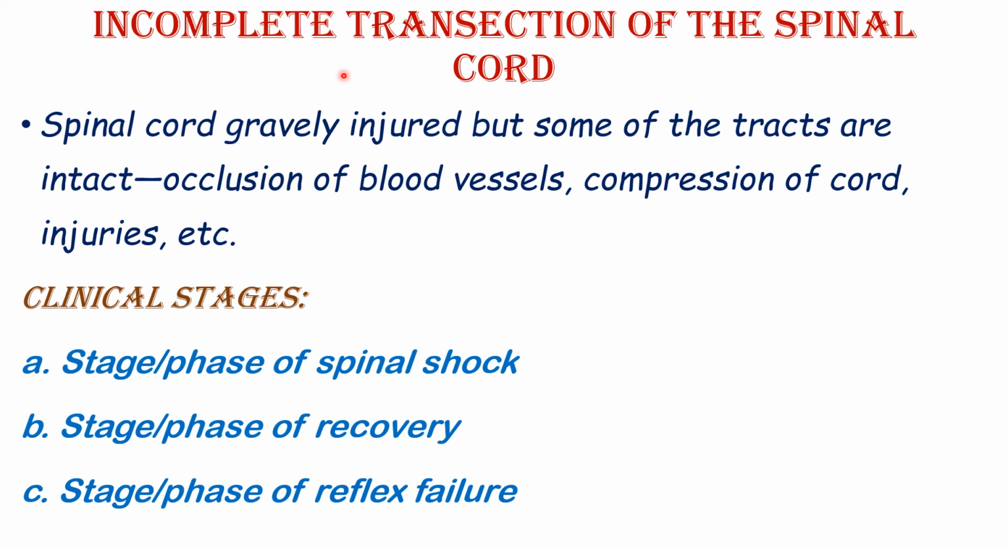Another important type of injury to the spinal cord is incomplete transection of the spinal cord, that is, no complete transection of the spinal cord. Here, the spinal cord is gravely injured, but some of the tracts are intact. It can occur because of occlusion of blood vessels, compression of the cord, injuries, trauma, fall, etc. Again, there we encounter the different clinical stages: the phase of spinal shock, phase of recovery, phase of reflex failure. The same stages.